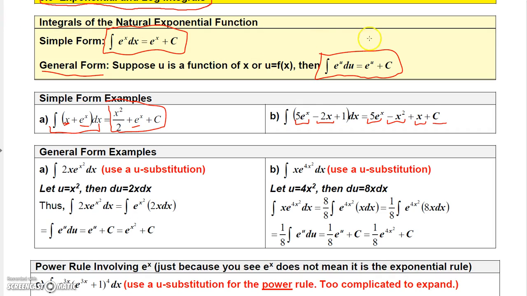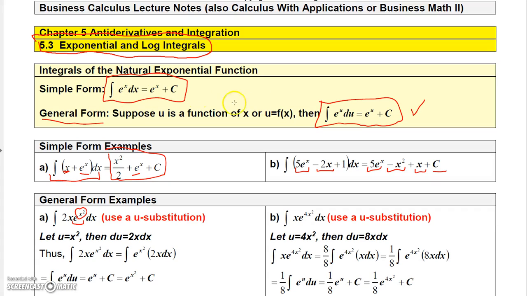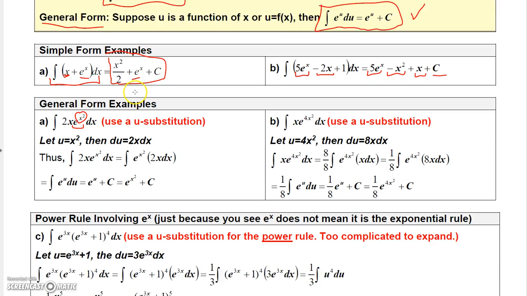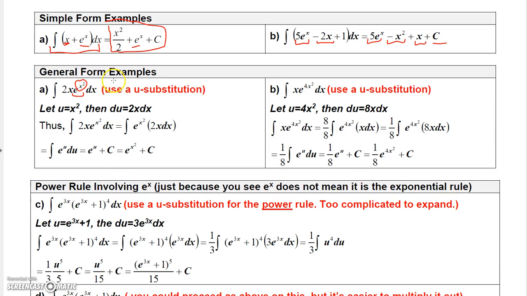Now let's look at an example involving the general form. Here we have 2x e to the x squared dx. The key is noticing that you have e raised to a power that is a function of x. So you've got e raised to a function of x here, x squared. When I see that, I think of the integral e to the u du. So the u would have to be the power x squared. Let's give that a shot and see what happens.